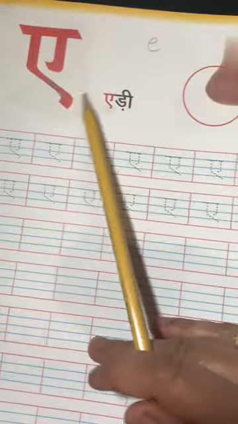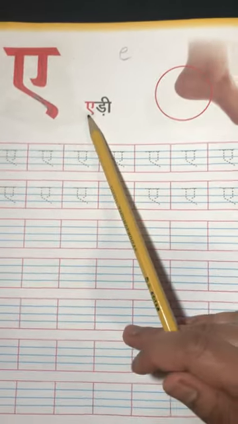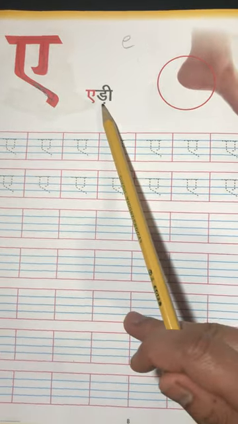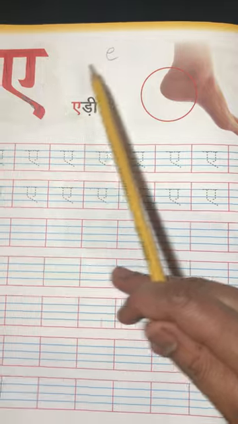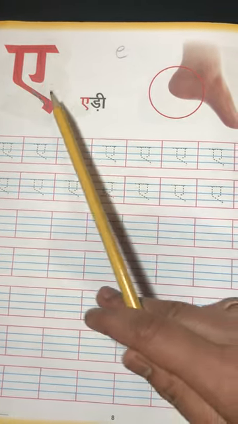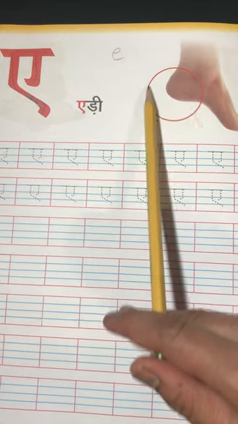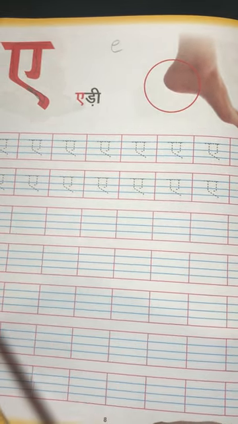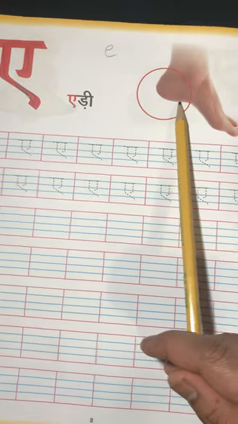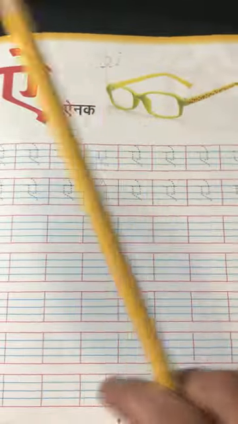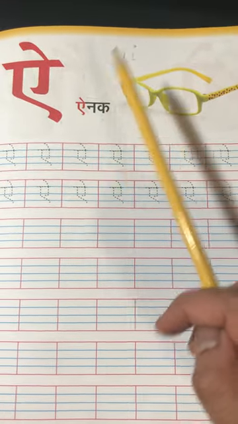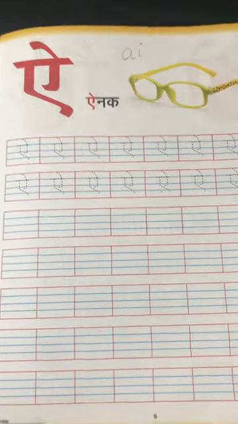A, A D. A A D. Now you want to touch your A D? Yeah. It tickles, right? Go to the next. A. Anak. A. Anak.